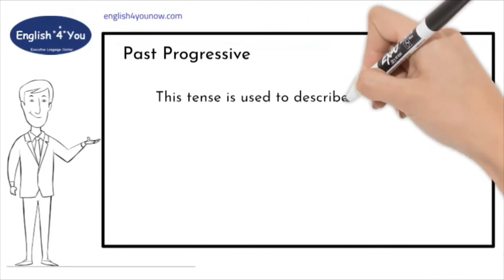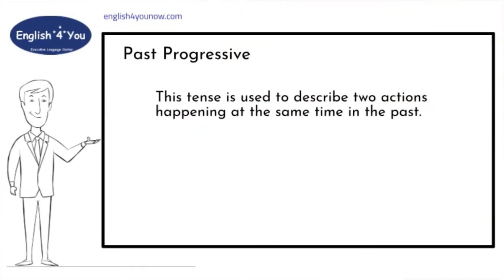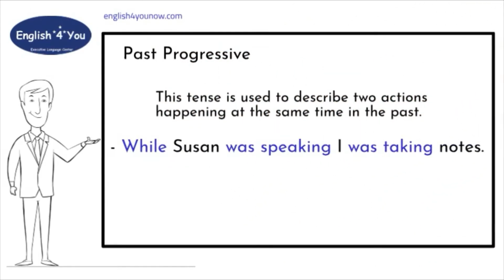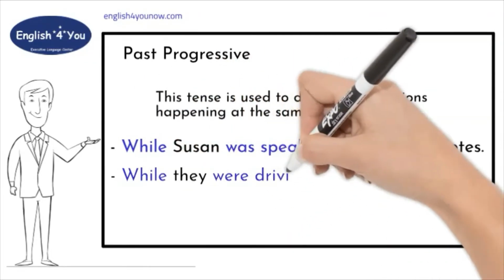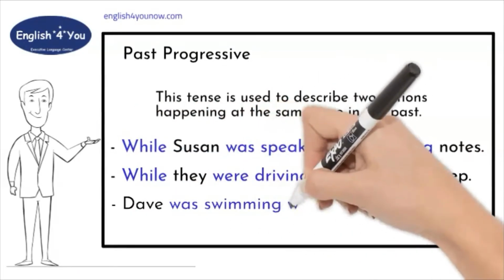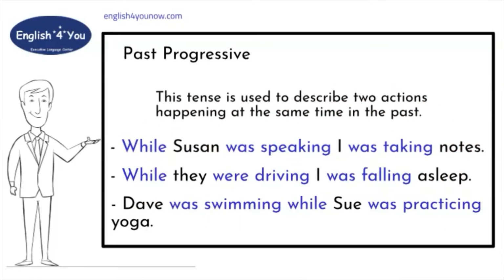Another use is to describe two actions happening in parallel or at the same time. For example, while Susan was speaking, I was taking notes. While they were driving, I was falling asleep. Dave was swimming while Sue was practicing yoga.